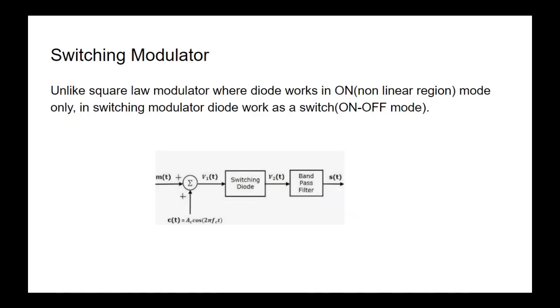Now, switching modulation. Unlike the square law modulator, where the diode works only in the nonlinear region, in the switching modulator the diode works as a switch in on-off mode, and the switching of the diode is controlled by the carrier signal frequency. So in the output we get multiplication of m(t) and c(t), and we pass it through a band pass filter to get the desired modulated signal.